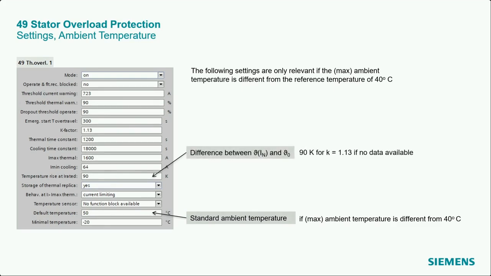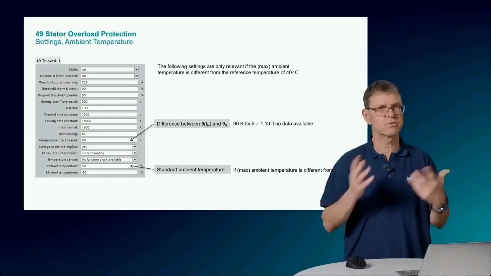Okay, to make that correctly, we need somehow a relation to the absolute temperatures, and this is this setting here. This is the difference in Kelvin between the temperature under nominal current and the temperature without current. So the temperature increase when you have a nominal current flowing. If you know that value, then we enter it, and then the relay can handle the situation with a different ambient temperature.